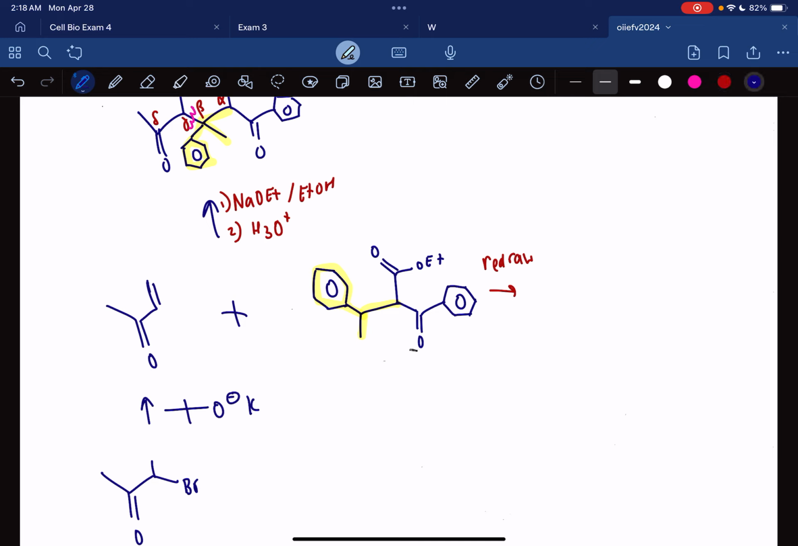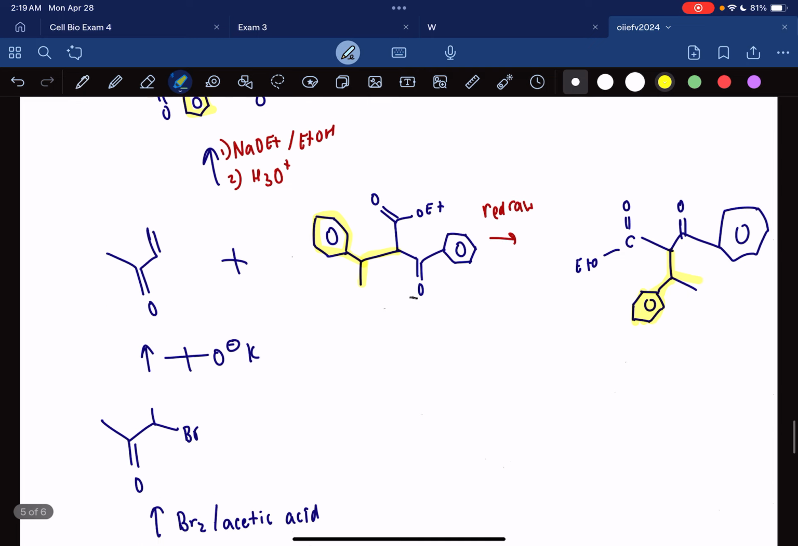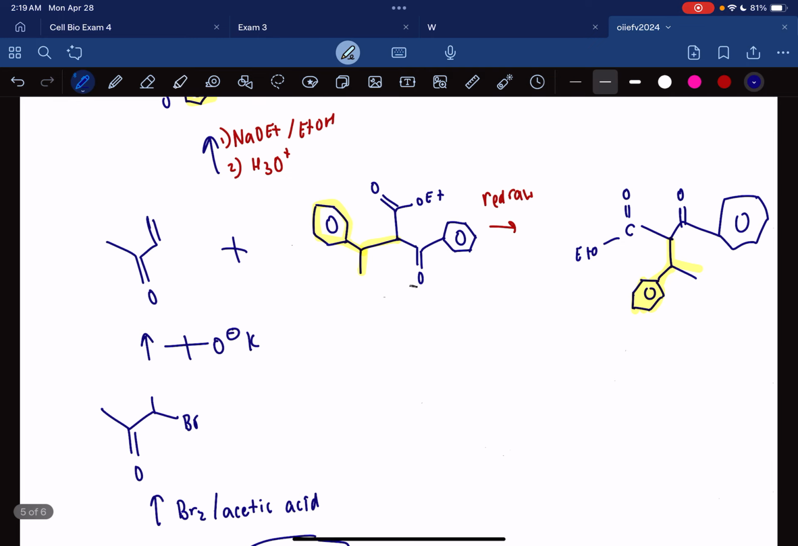If you redraw this, it's going to look like a benzene here, and the benzene is attached to a carbonyl, and that is attached to another carbonyl, and that is attached to OEt. And then at the alpha carbon, there's this group with a methyl and a benzene, like this. So this group in yellow here is still the same. Hopefully you can now see in a more manageable way how we make this.